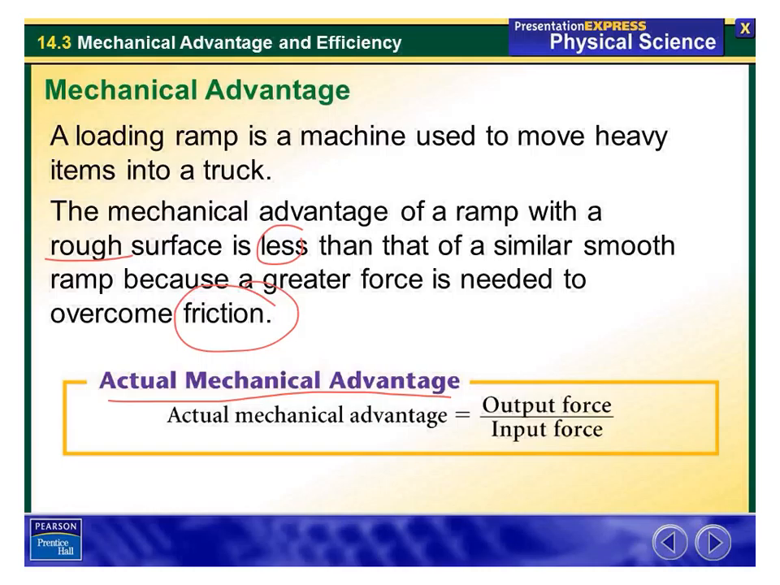So the first thing that we're looking at here is the output force divided by the input force. If we come across a question that is asking for actual mechanical advantage, you know that you must divide the output force by the force that is put into it.